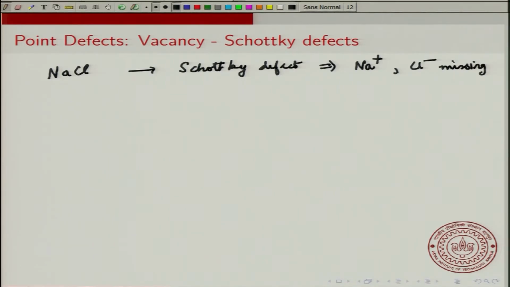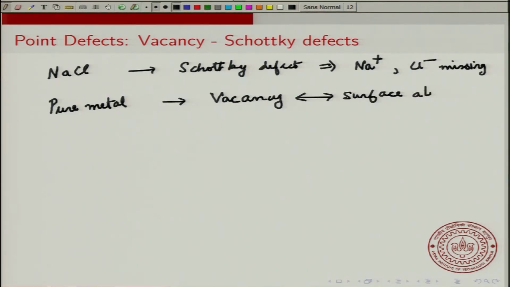If you had a pure metal, a single element, then the Schottky defect would be a vacancy and a surface atom. That means an atom leaves its site inside the crystal and goes to the surface. That would be an example of a Schottky defect. In sodium chloride, you can imagine that somewhere one sodium is missing and one chloride is missing somewhere else, and together they form a Schottky defect.